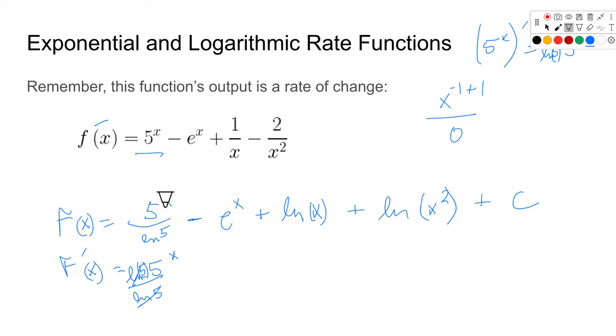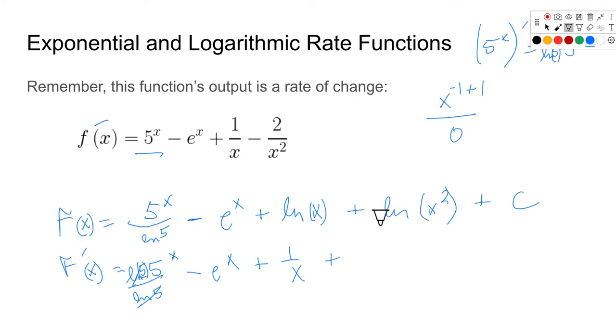So this one works out if I leave it as is. Take the derivative of e to the x. What do I get? I get minus e to the x with nothing. Okay, so that one's looking good. Okay. Take the derivative of natural log of x. I remember that is 1 over x. Ooh, that's good. Okay. And then I take the derivative of natural log of x squared.